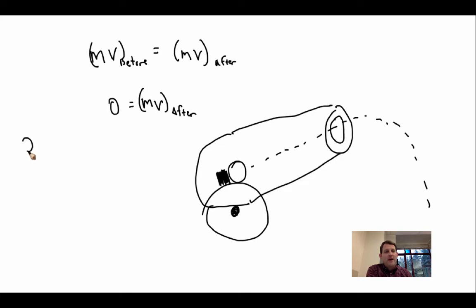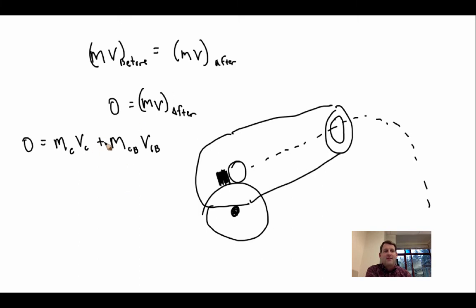So we say here that zero, the momentum before, is equal to the momentum of the cannon, so the mass of the cannon and the velocity of the cannon, plus the momentum of the cannonball. So that's the mass of the cannonball times the velocity of the cannonball.